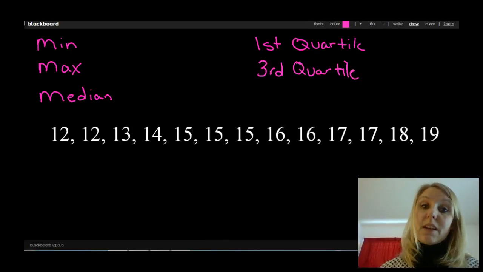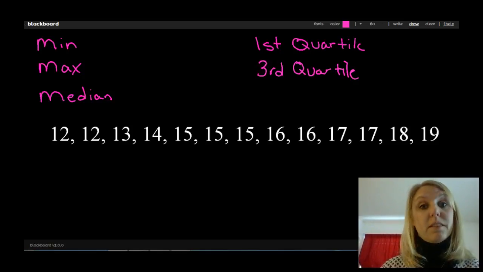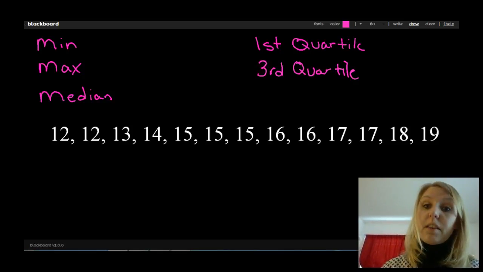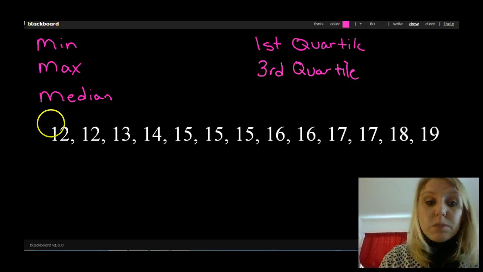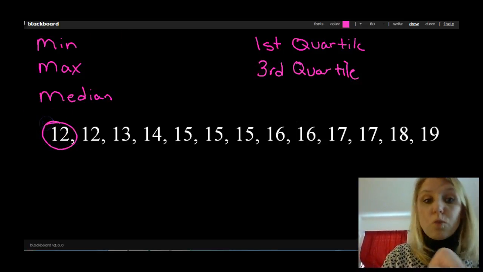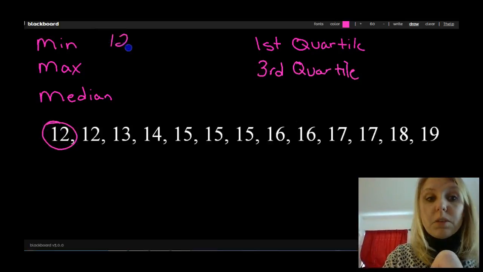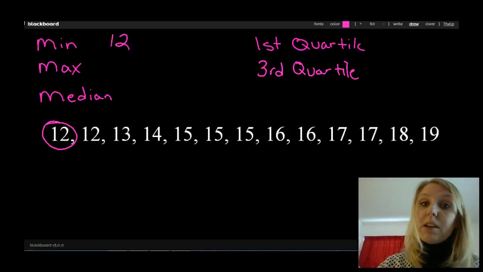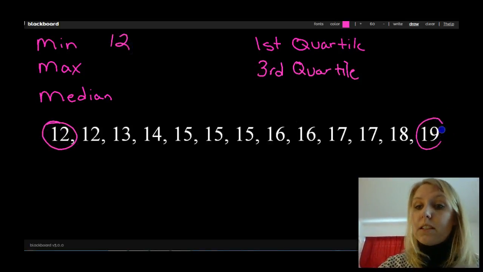Here we've been given a set of data that is already in order from smallest to largest, so we can skip that step. But we need to find the 5-number summary of it. We can find the minimum because that's the smallest number, and that one is right here. It's a 12, so I'm going to write 12 next to minimum. The maximum is the largest number, which is 19.